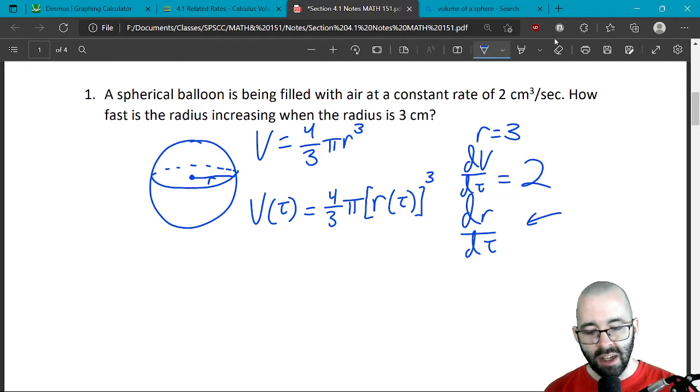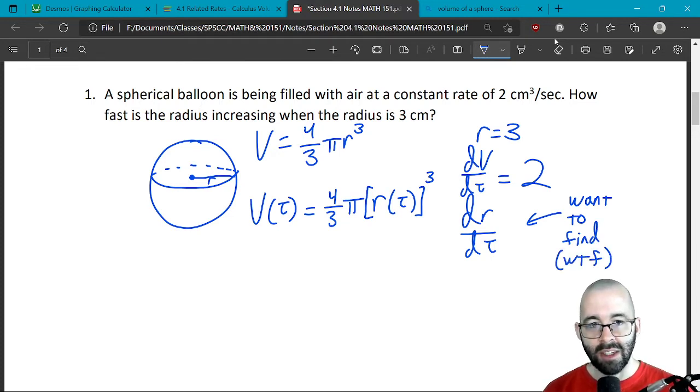Sometimes in previous classes, my math professor would say, this is what we want to find, and they would abbreviate that WTF. If you want to abbreviate that and write WTF on your quizzes and notes, that's fine with me as well.